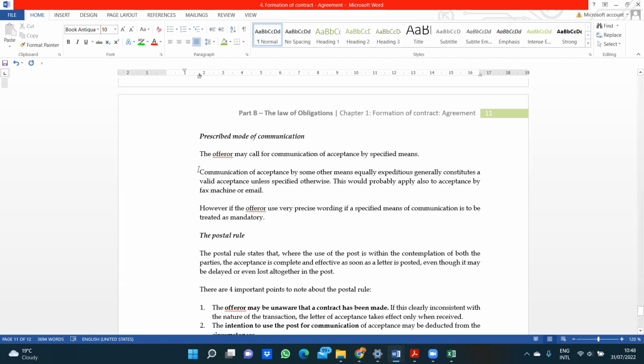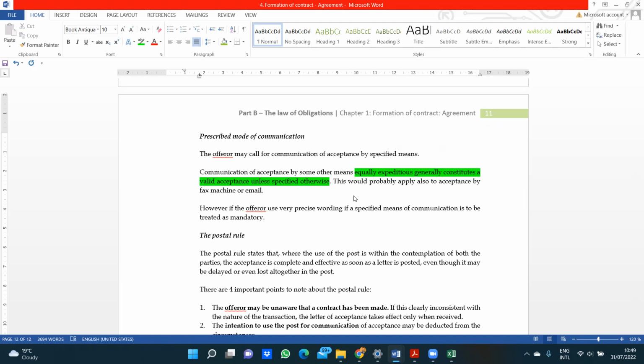However, communication of acceptance by some other means equally expeditious generally constitutes valid acceptance unless otherwise stated. For example, if it says the acceptance must be communicated by an official letter by post, but the offeree sent an email and replied that he has accepted the offer, this can be a valid acceptance.